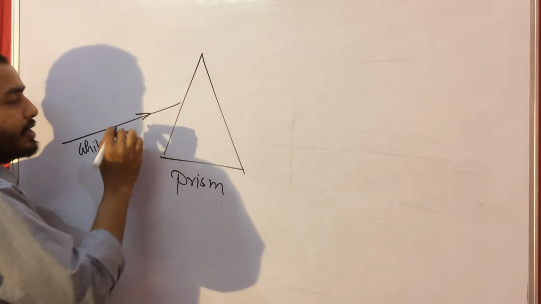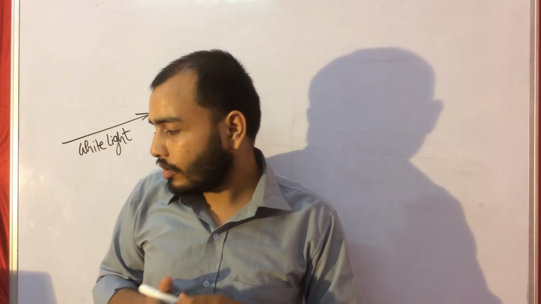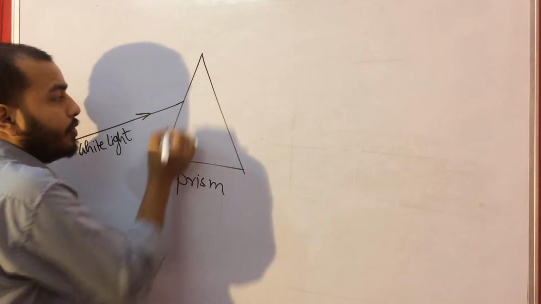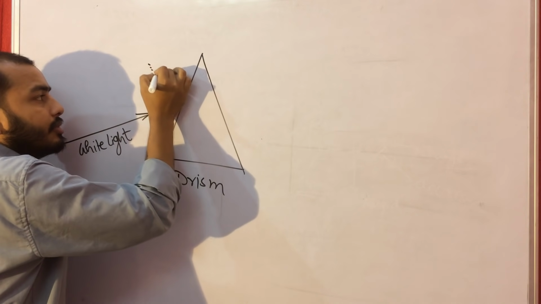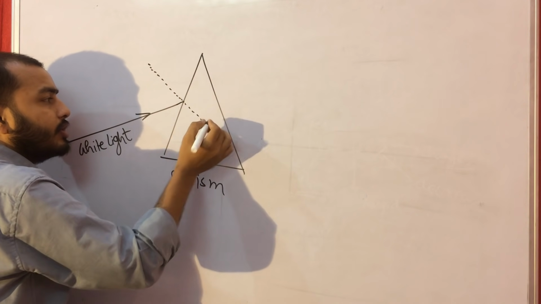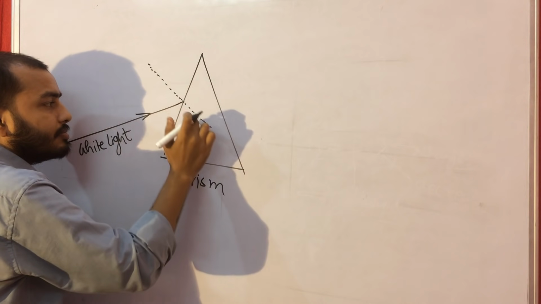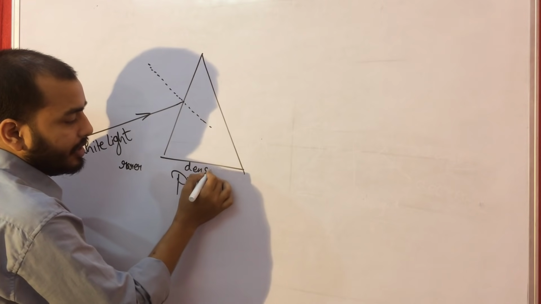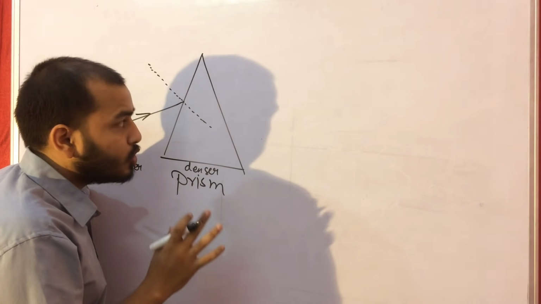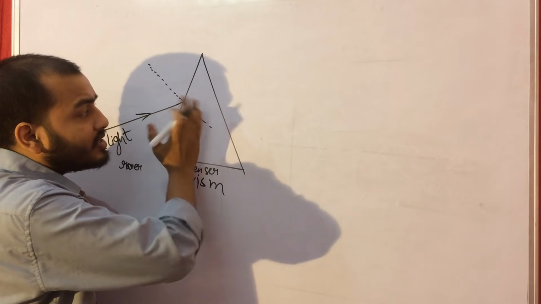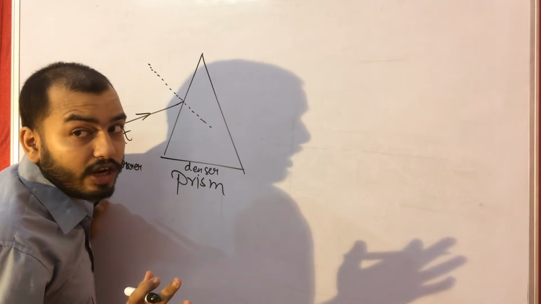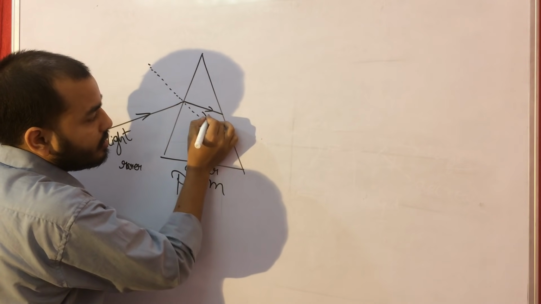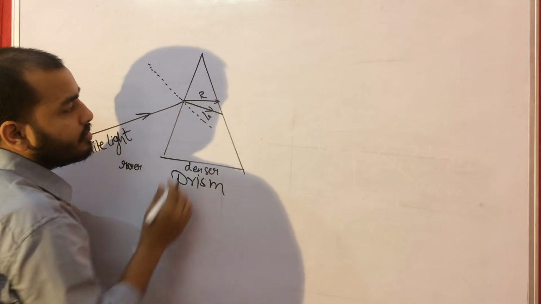And now you know this is not white. It contains 7 colors. Now this light is coming, it goes to the prism. You will draw a normal here. This is the normal, which is perpendicular to the surface. Now light is going from rarer to denser medium. It will bend towards the normal. So all the light starts bending. But which color will bend most? Violet. So violet bends most and red bends least.